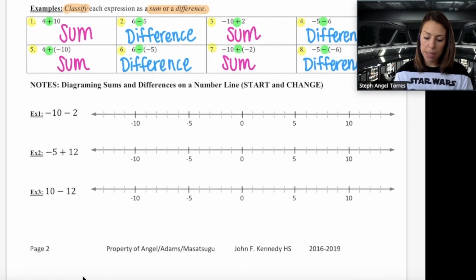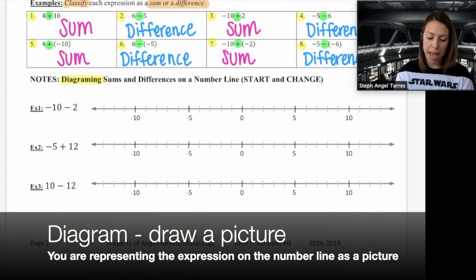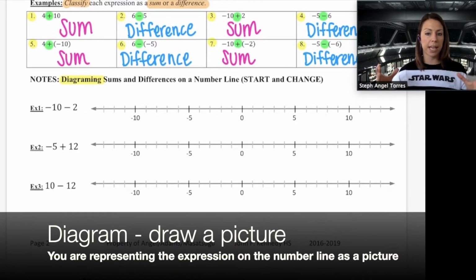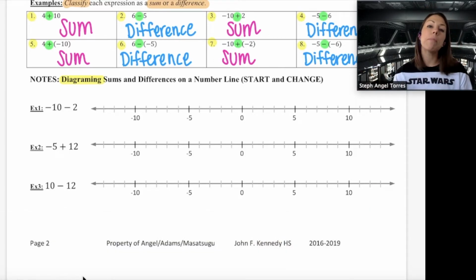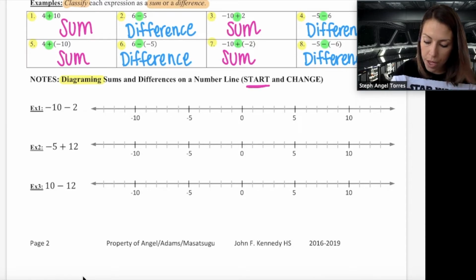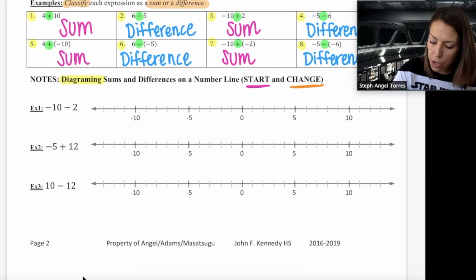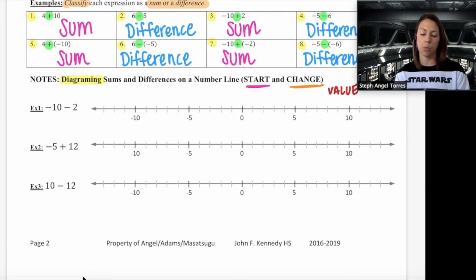Let's move on here to the bottom of this page and wrap up these notes. If we read the directions here, it says to diagram sums and differences. Now, to diagram means we're actually going to do this math on the number line. We're actually going to make a picture of what these expressions represent. There are 3 parts to a diagram: the starting value, the change, and where you end up. And where you end up is called the value of the expression.